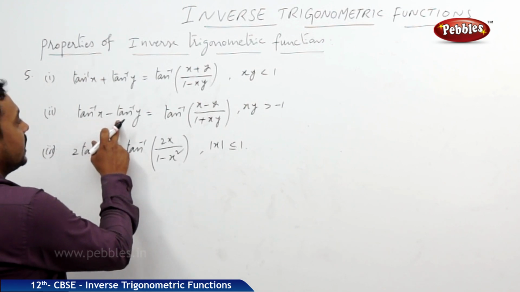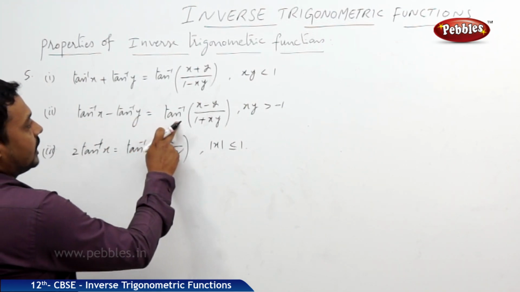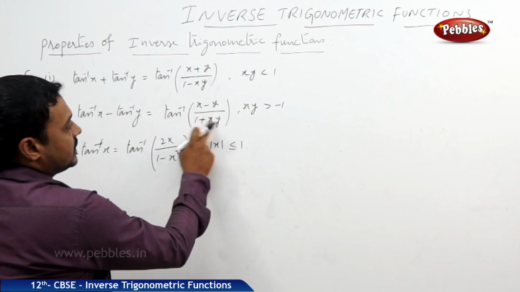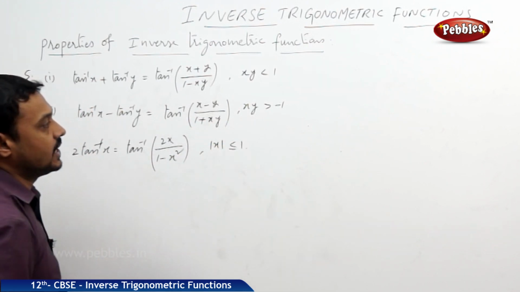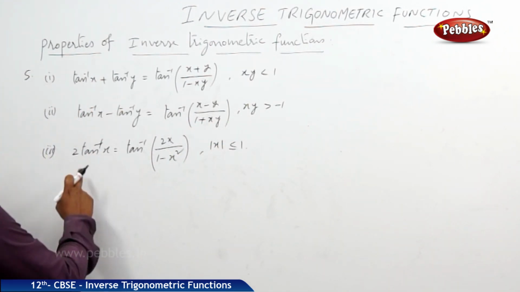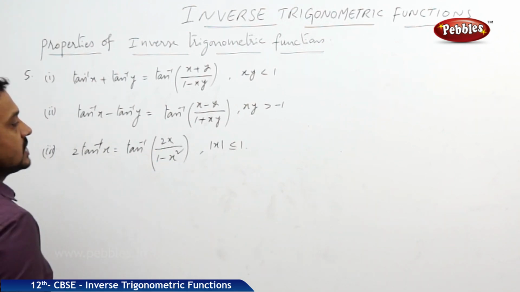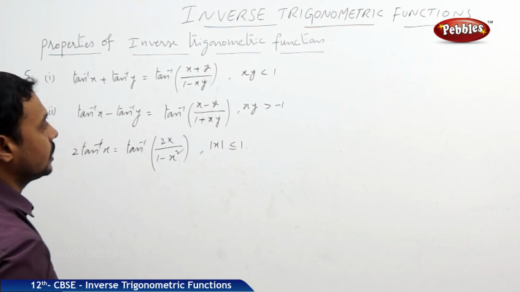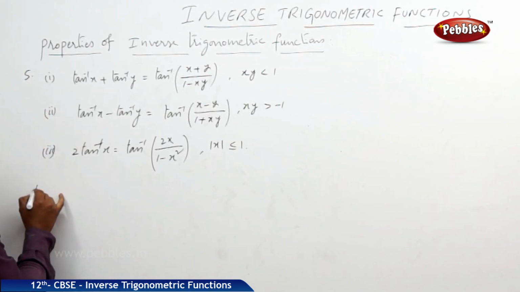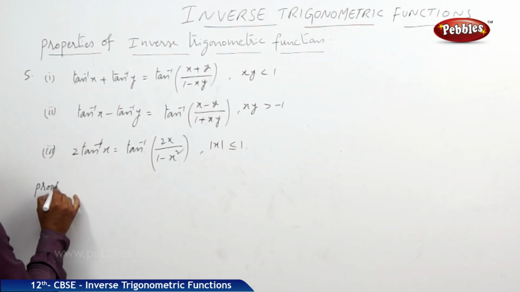tan inverse x minus tan inverse y is equal to tan inverse of (x minus y) by (1 plus xy) when xy is greater than minus 1. 2 tan inverse x is equal to tan inverse of 2x by (1 minus x square) when mod x is less than or equal to 1. Now let us prove the first one.